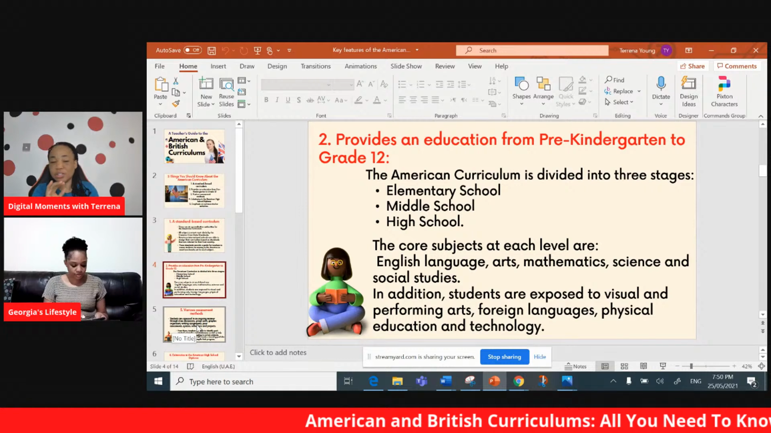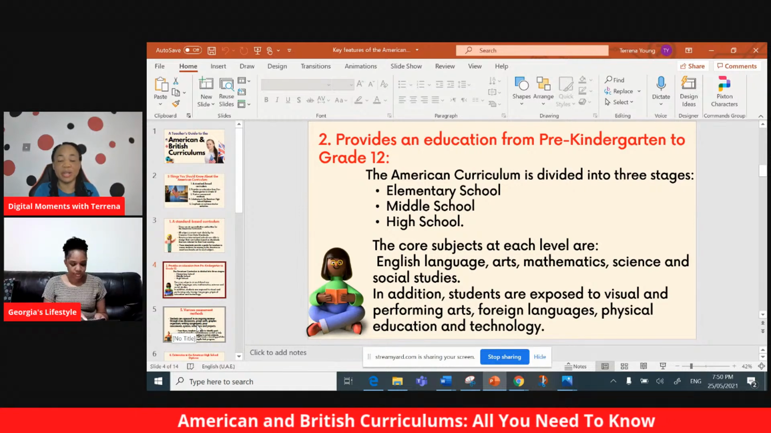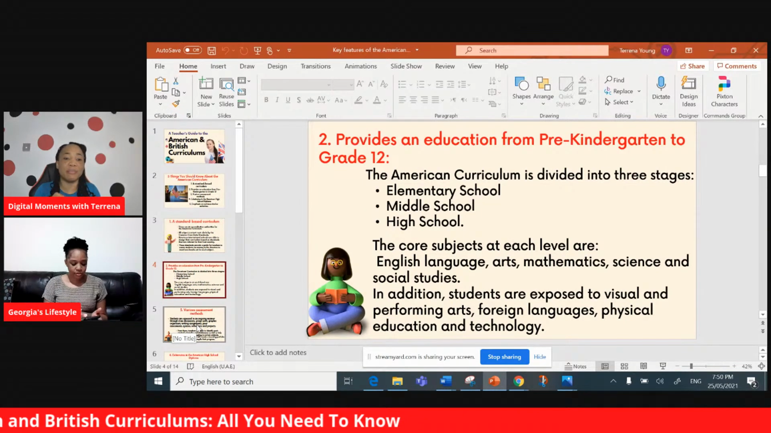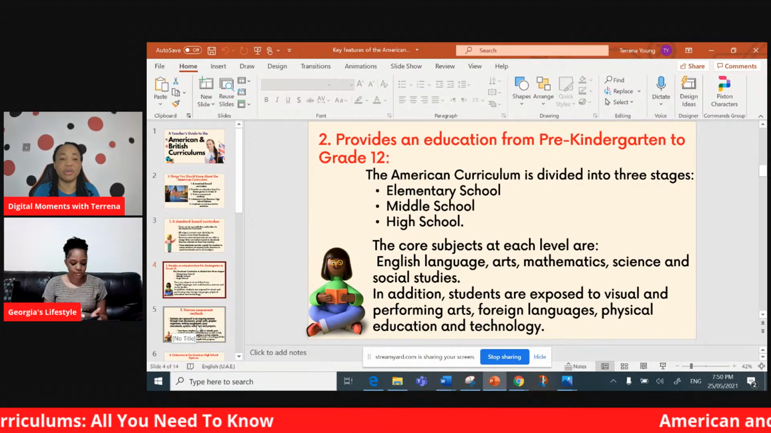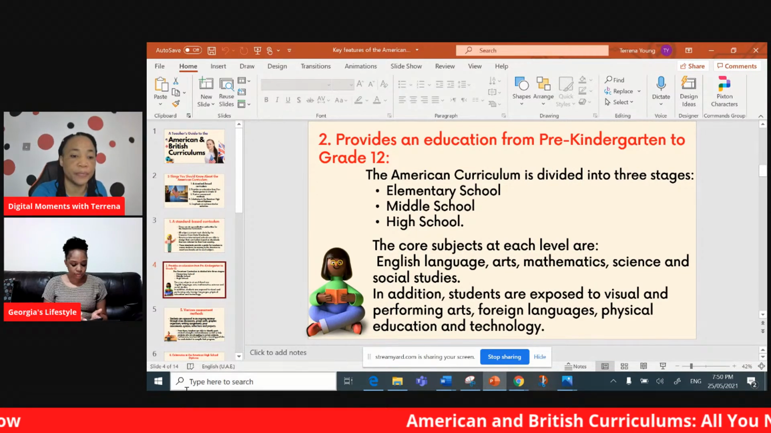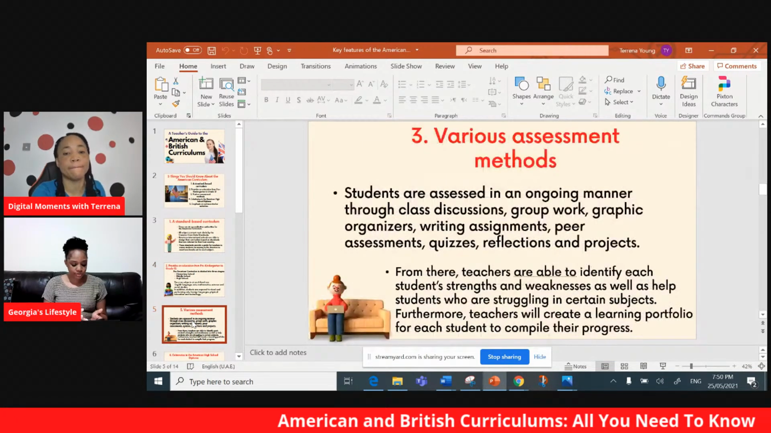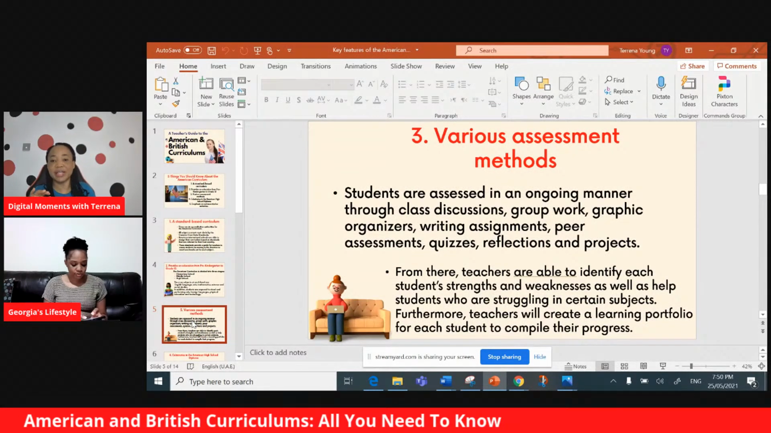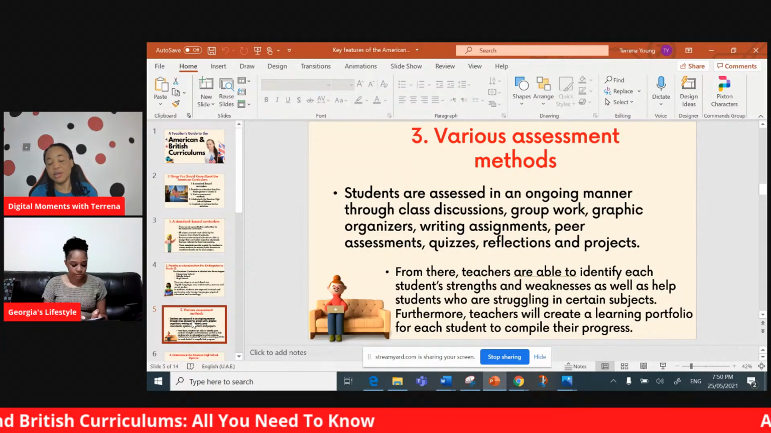So for those of you who are just joining us, we are looking at the American and British curriculum, and we are looking at the American curriculum, and we are sharing 5 things you should know, okay? Right. So number 3, various assessment methods.